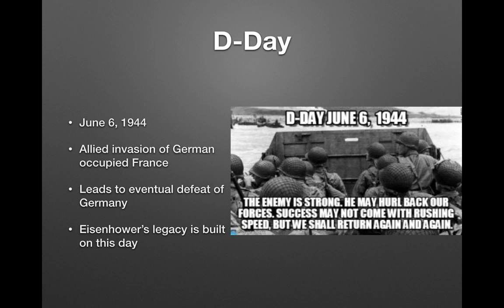The Allied invasion of Germany, or German occupied France. At one of the conferences, Stalin is really upset because the Americans have not tried to enter Europe. We had won North Africa, etc., and had the Casablanca conference, and so the plan is developed to come in and invade in Normandy. This will eventually lead to the defeat of Germany, and Eisenhower's legacy is built on this day.